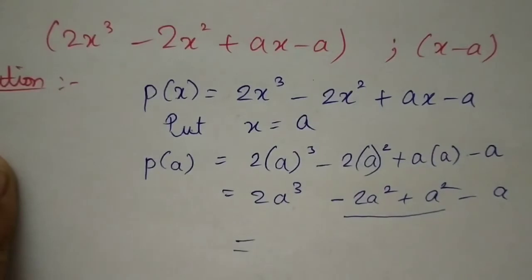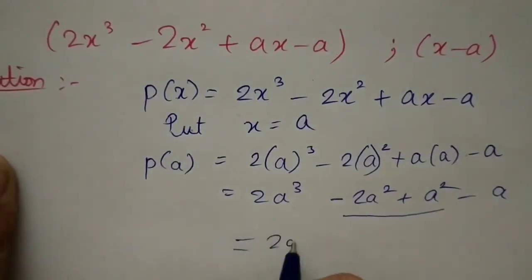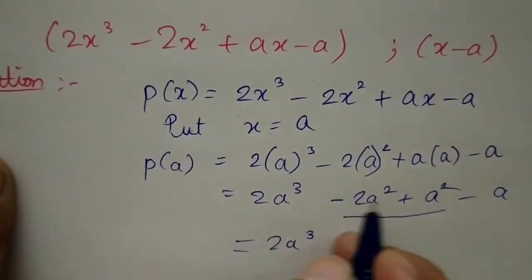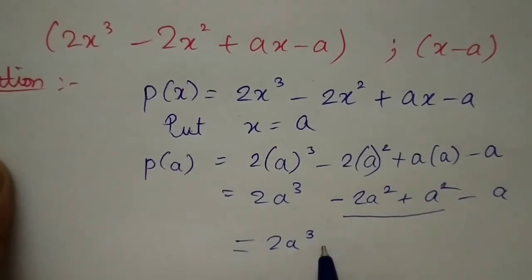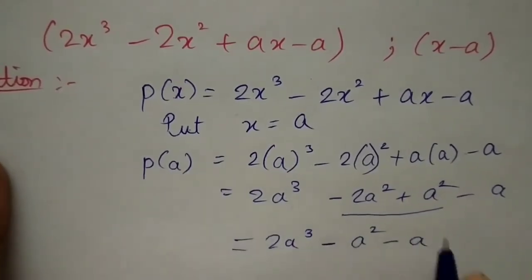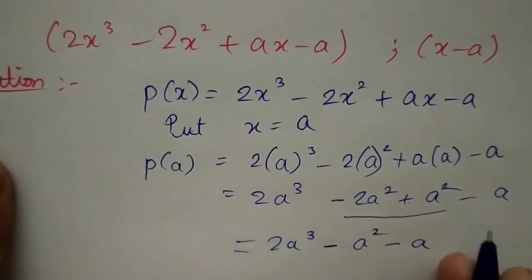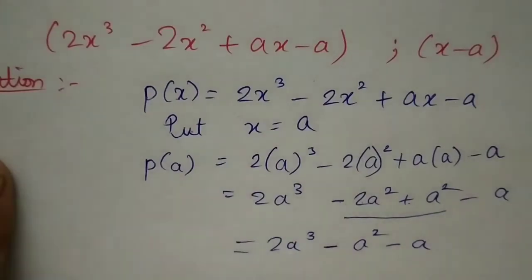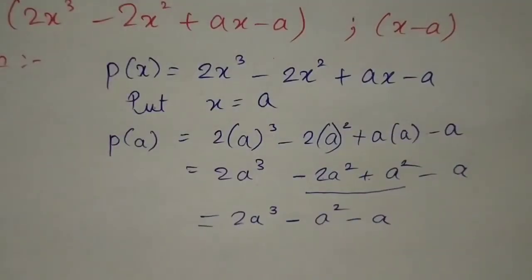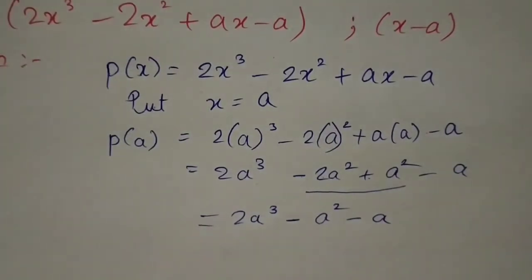So here how will we write it? 2a cube, minus into plus is minus, so this will be minus a square minus a. Minus into plus is minus, 2 minus 1 is 1, and the sign of the bigger number is minus, a. So your remainder is going to be 2a cube minus a square minus a. Now let us proceed towards the next question.